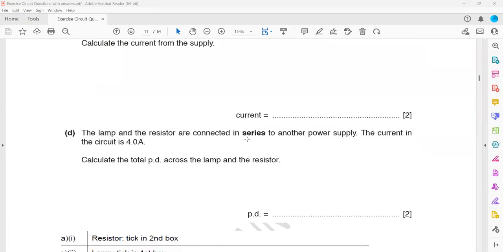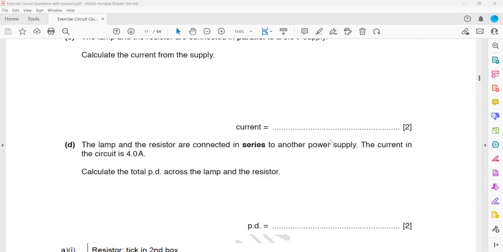Now lamp and resistor are connected in series to another power supply. The current is 4 ampere. Calculate the potential difference across the lamp and the resistor. To work out potential, we need the voltage. Again, you will have to use the graph here. There is a lamp and a fixed resistor, but this time both are connected in series with each other.